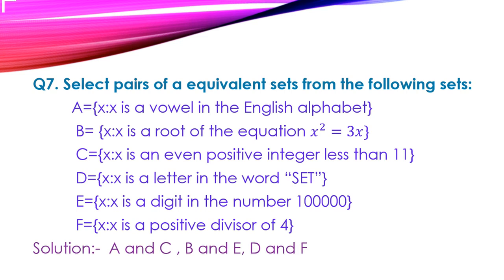Now if you check for B and E, these will also be a pair of equivalent sets. And if you consider D and F, again you will see that D and F will be a pair of equivalent sets. Now do it by yourself.